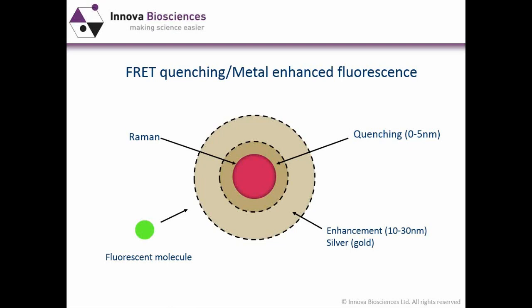Equally, if the fluorescent molecule is positioned 10 to 30 nanometers from the surface, this is particularly seen with silver but also with gold, then you can get enhanced fluorescence. So again, you can see how you could use this to study interactions between gold particles and other molecules, where you either get amplification of the Raman signal, you either get fluorescence quenching, or you get fluorescence enhancement. And this is all to do with the electric field that's created around the gold particle. It leads to all these possibilities.